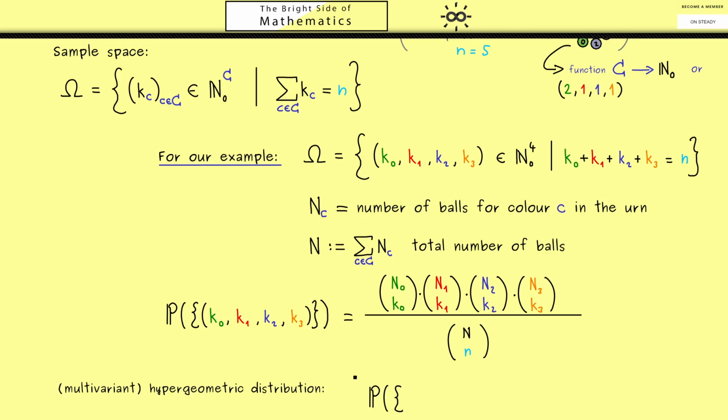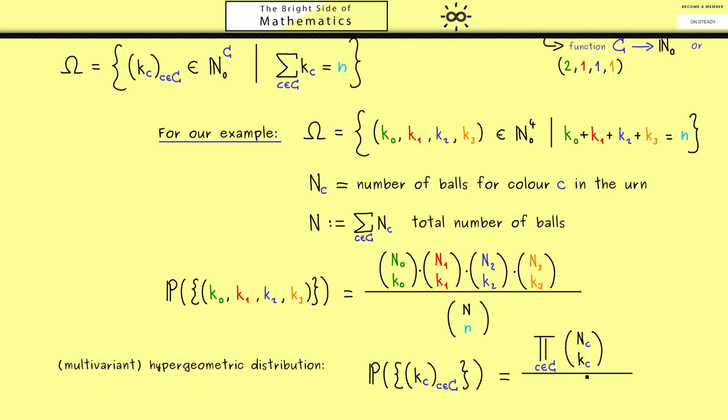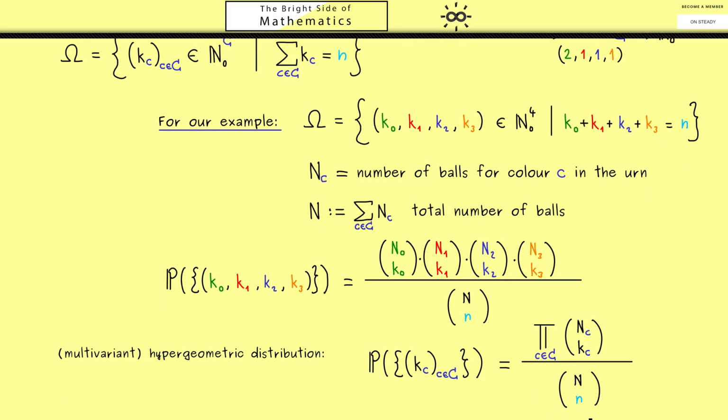Also here we just give the probability mass function, so we put in a singleton, which we describe as before as kc. Then we find a fraction where in the numerator we find the product of all the colors. So we have the product symbol with nc choose kc. And the denominator we already know. Okay, and there we have it. This is the hypergeometric distribution in the general case.